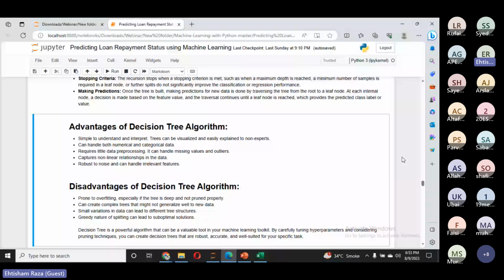So the decision tree has this issue with overfitting. It can create a complex tree that might not generalize well on the new data set. Small variation in data can lead to a different tree structure. Yes, if your data changes, you have to change your whole tree structure. Greedy nature of splitting can lead to suboptimal solutions. Greedy nature means it does not explore all the options.